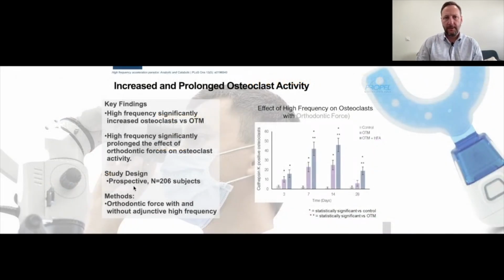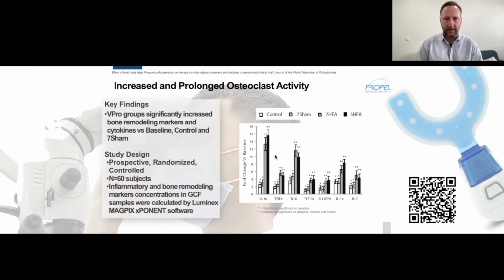In this group, the osteoclastic activity was much more present. This was the same study, sorry, the one with 206 subjects. They also evaluated the presence of these cells. In the high frequency group, you can see here in gray that at 3 days, 7 days, 14 days, and after 30 months, every time the presence of these osteoclast cells was bigger. And it was more prolonged.